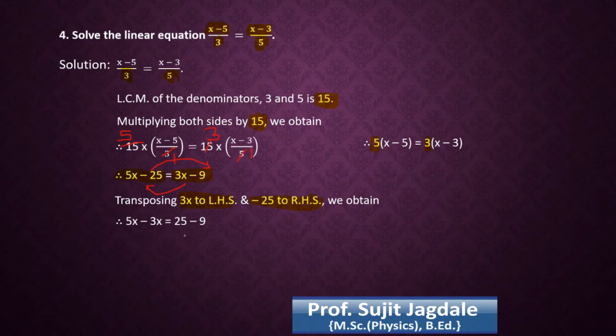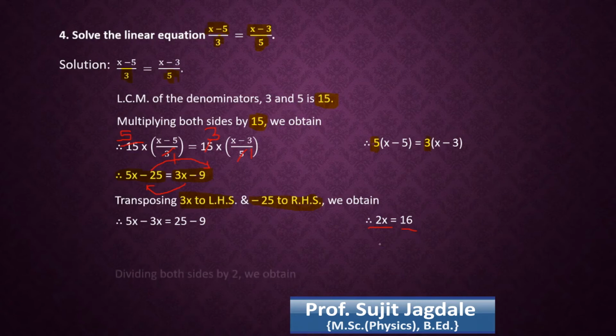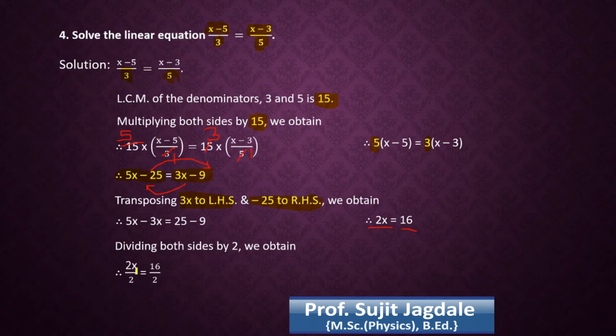5x minus 3x equals 25 minus 9. Now again, after subtracting 5 minus 3, it will be 2x, and 25 minus 9 is going to be 16. So therefore we are going to divide this equation by 2 on both sides, because the coefficient of x is 2. So that's why we are dividing it by 2. Then we are getting 2x divided by 2 equals 16 upon 2.